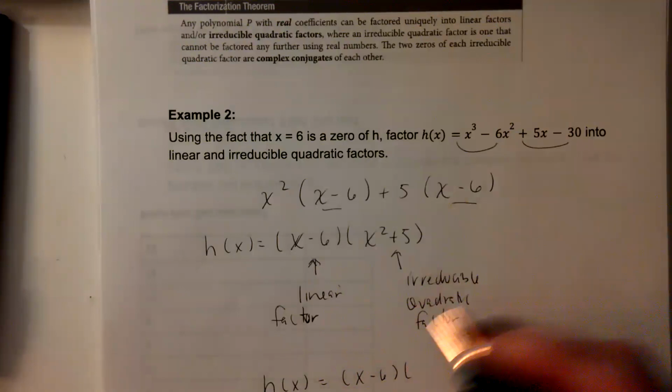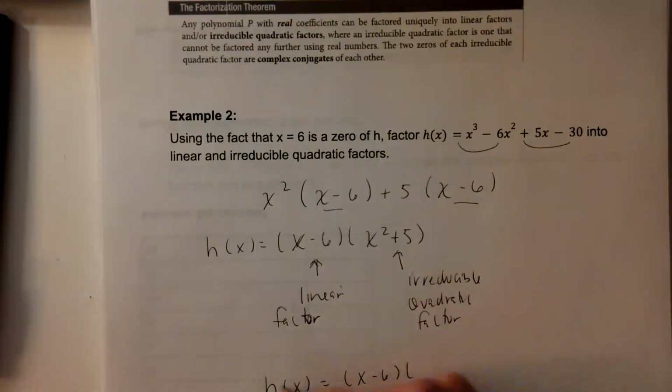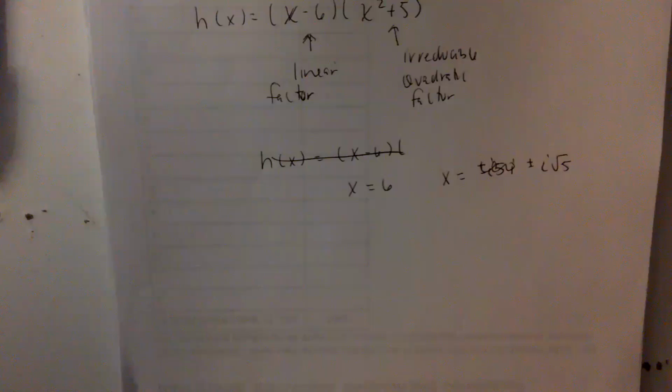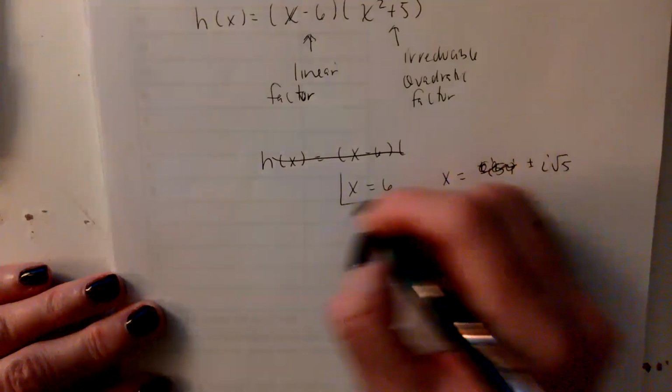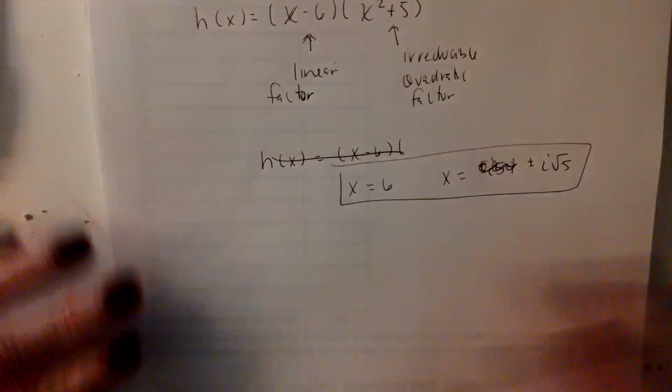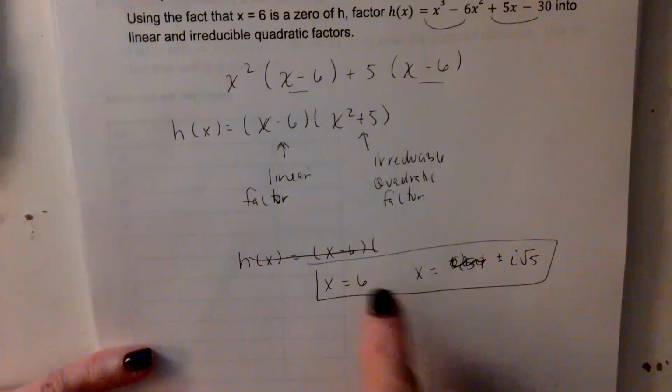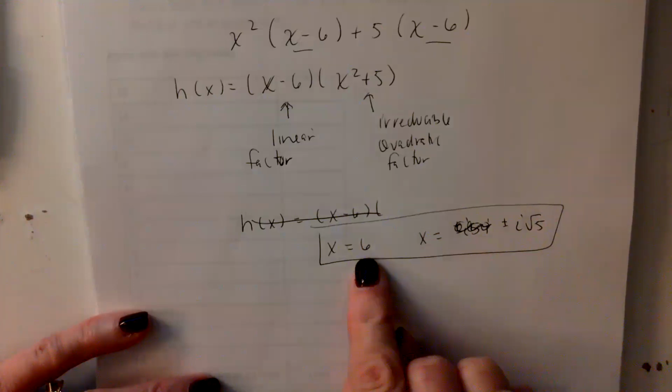the zeros, I should say, are complex conjugates. So we have a zero, x equals 6, and then we have x equal to plus or minus i times the square root of 5. Those are the 3 zeros. So whatever your highest leading degree is, which is 3, there is exactly that many real and complex zeros. So there's 2 complex and 1 real.